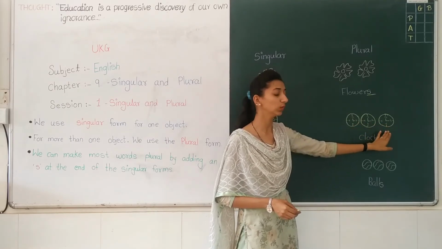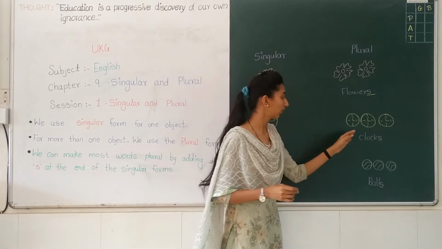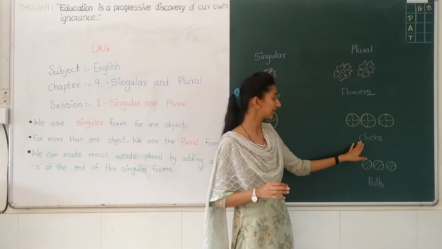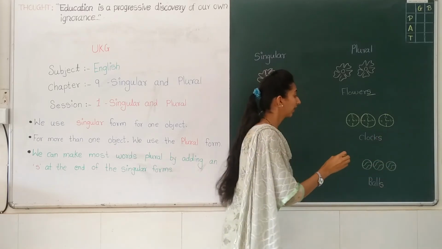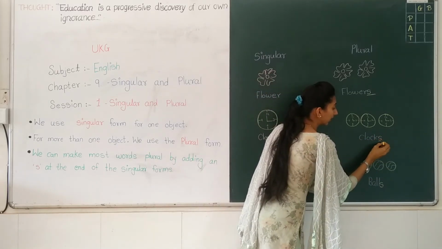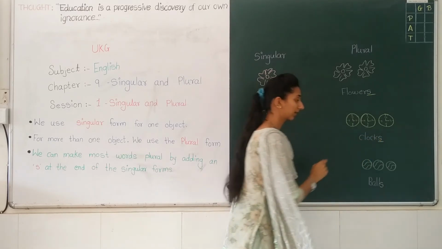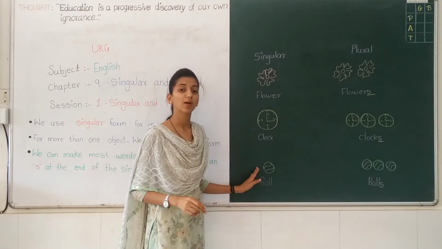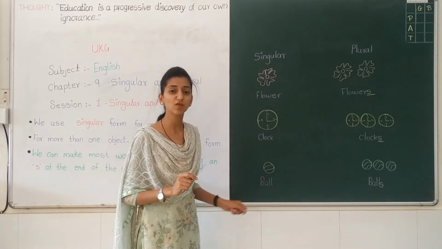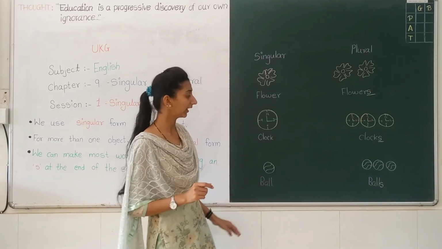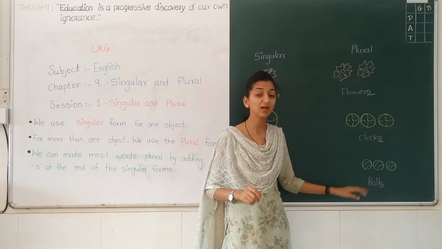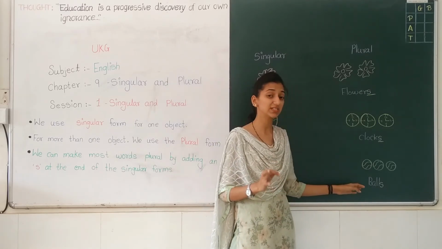clock. What is the spelling of clock? C-L-O-C-K, clock. Now look here. How many clocks are here? 1, 2, 3. Clocks. What is the spelling of clocks? C-L-O-C-K-S, clocks. Now look here. Here is again S.